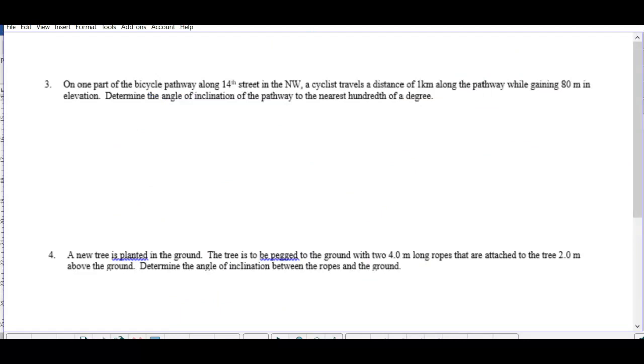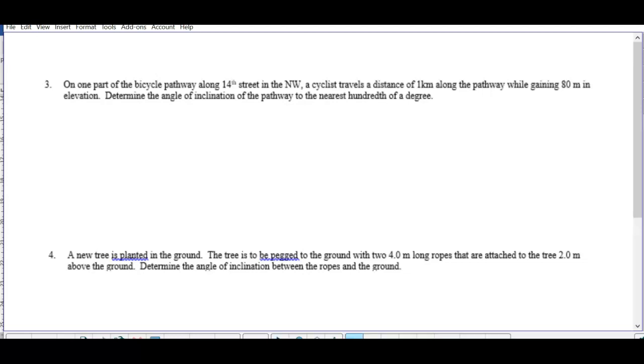Number 3. On one part of the bicycle pathway along 14th Street in the northwest, a cyclist travels a distance of 1 kilometer along the pathway while gaining 80 meters in elevation. Determine the angle of inclination of the pathway to the nearest degree.